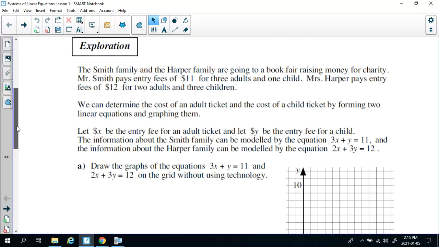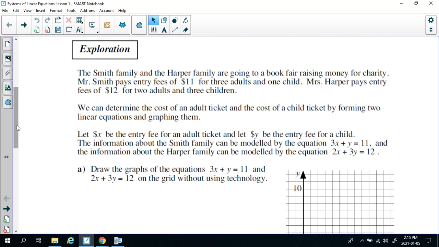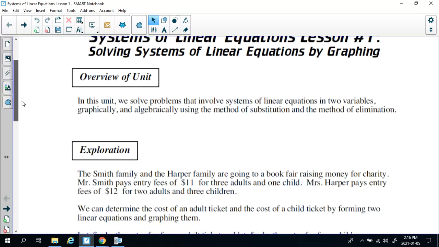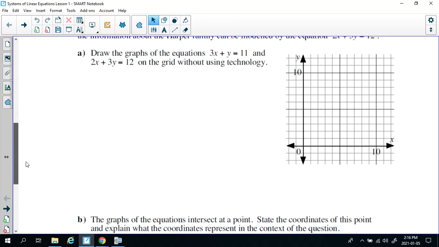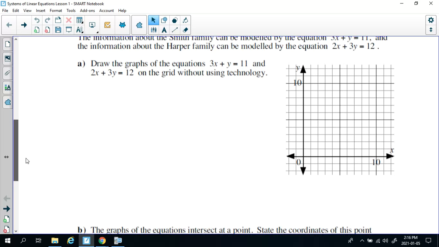The book here tries to set up the context of the lesson by giving a word problem. I don't think that's really the appropriate way to start off by teaching what a system of linear equations is. So I'm just going to ignore the word problem aspect of this and focus on the equations themselves. This is going to be a little bit of a review of how to make straight lines given an equation.